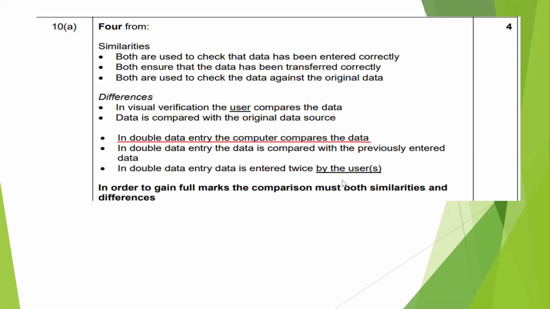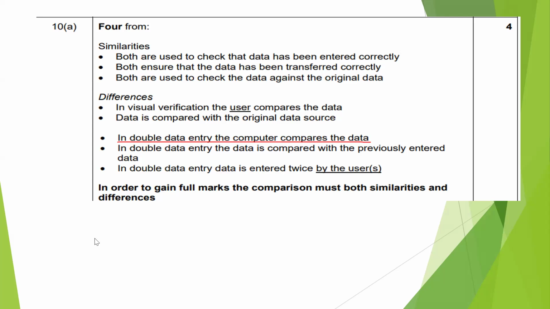So if the first password is wrong or the second password is wrong, the computer will tell you you have entered the wrong password. When you register somewhere, like when you are creating a Google account or Facebook account or Hotmail account, it will ask you to enter your password two times. In double data entry, the data is compared with the previously entered data. In double data entry, data is entered twice by the user.